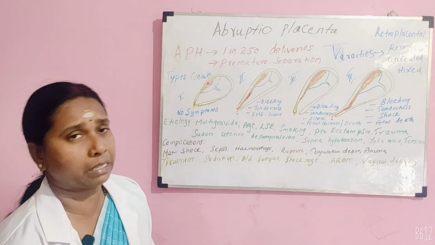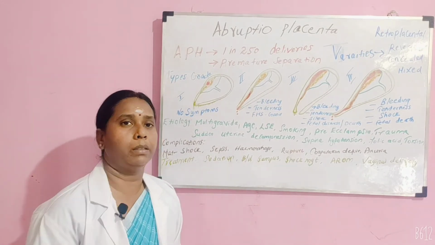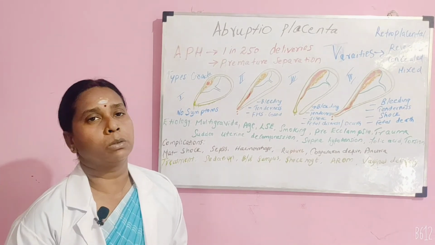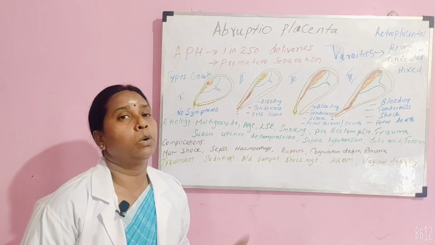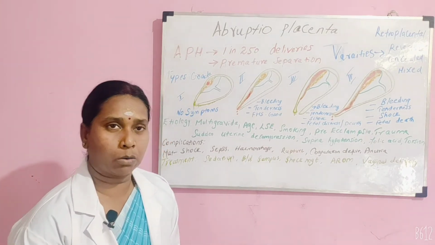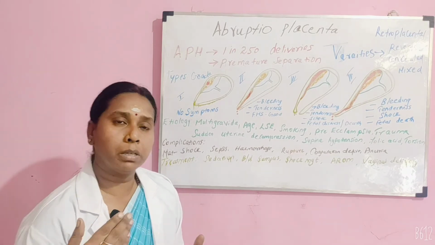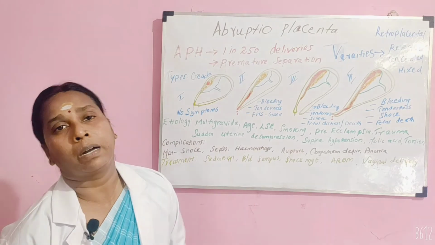Then we have sepsis. In case of an abruptio placenta, maybe bits of placenta are remaining inside the uterus, so the woman may go in for sepsis. And then we have hemorrhage. Already the placenta has come out and you will not have adequate contractions, so the woman may go in for bleeding, where you may land up with postpartum hemorrhage.